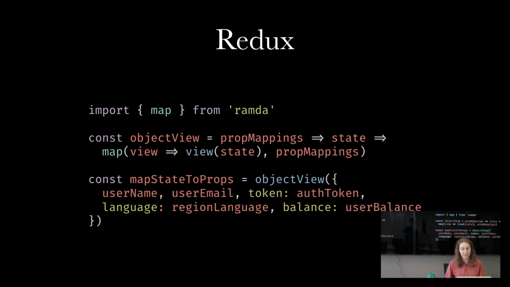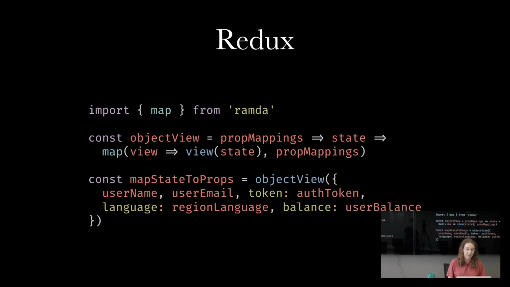The way it works is it's a curried function, so it takes an argument, it returns another function that takes an argument. You give it this argument called propMappings, and then it produces a function that maps state to props. The propMappings argument is a JavaScript object that maps names to functions on the state. So each key is a name and each value is a function. And then we just use map from Ramda, which on objects just maps over all the values.